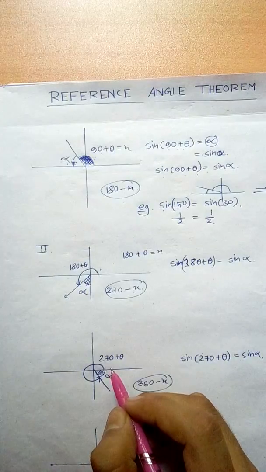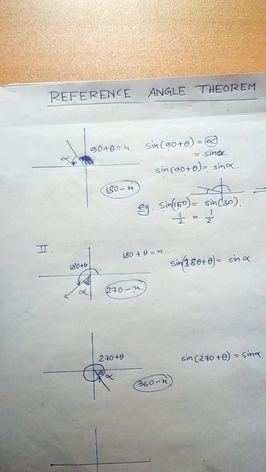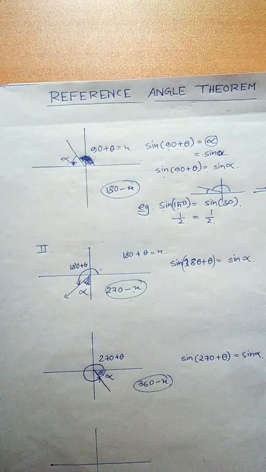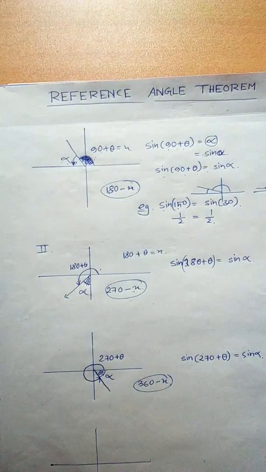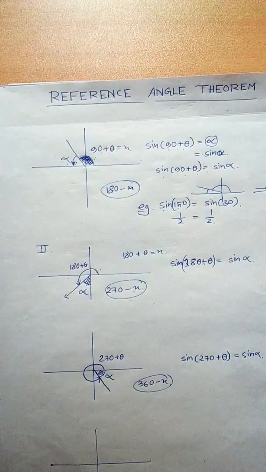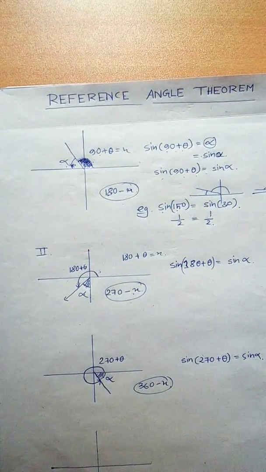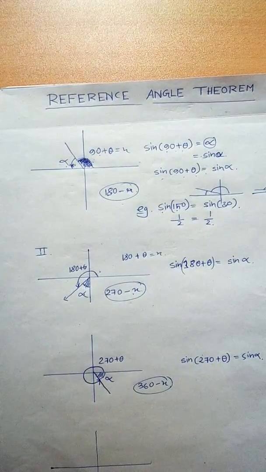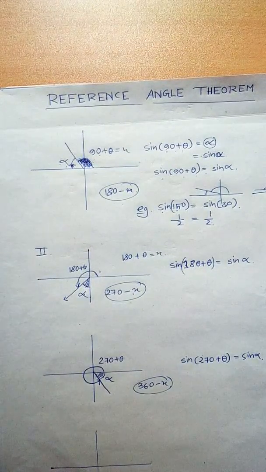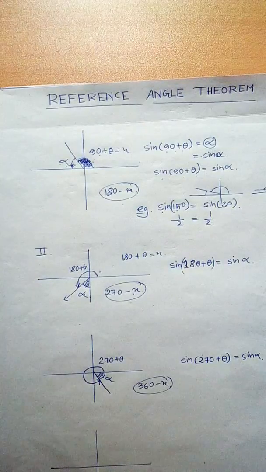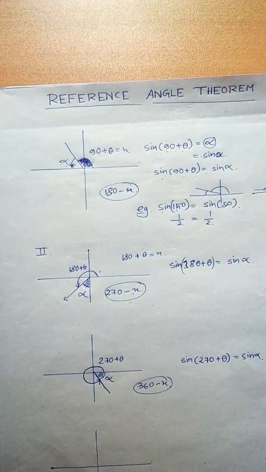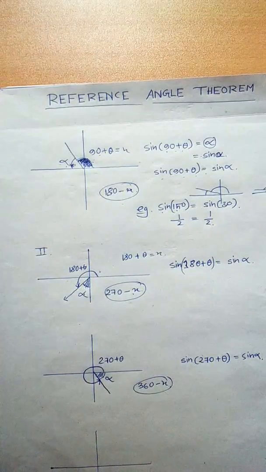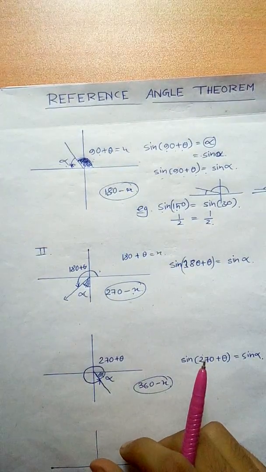And what the reference angle theorem says is that every trigonometric function or every trigonometric value can be shown by its reference angle. Okay, the trigonometric value of any bigger angle can be found easily with the help of its reference angle. Remember that the trigonometric value of any angle, meaning any bigger angle, can be found by its reference angle. Okay, so let's check its validity.